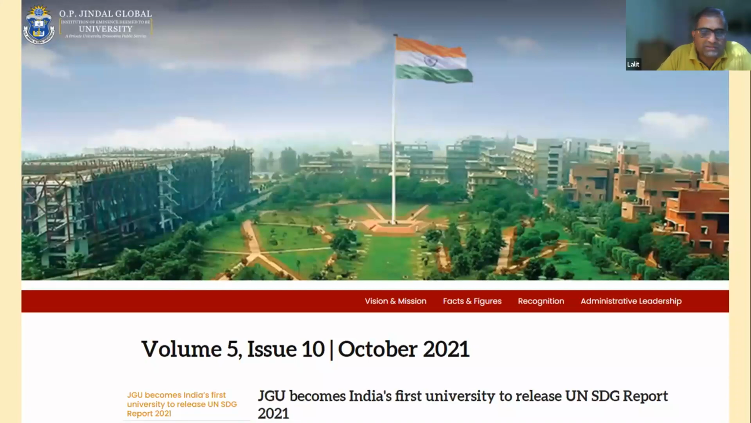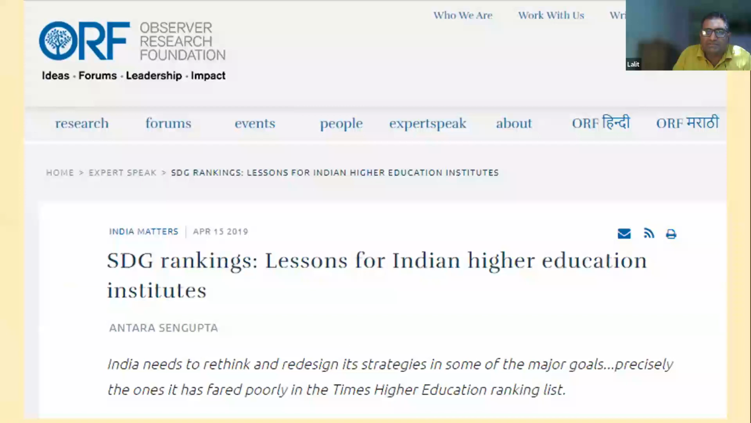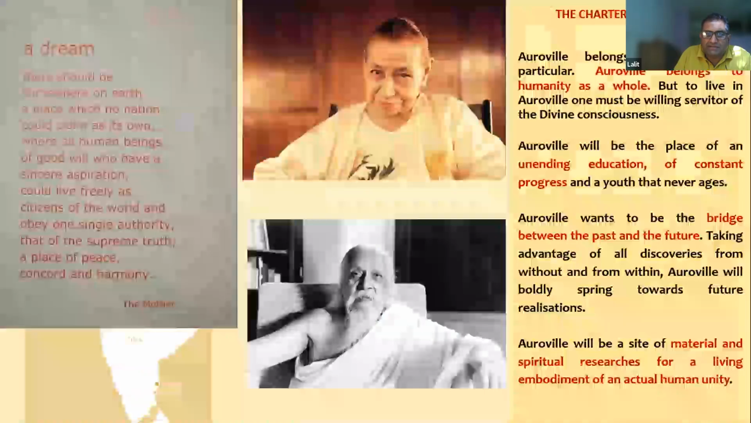More and more colleges, or at least progressive institutes, will be coming forward to work on the larger sustainability issues or SDG plans. So irrespective of what you are teaching, it is not limited to any one particular type. In that case, architecture has a leading role possibility. This is my point. We should take it up in that way. And there are lessons for Indian Higher Education Institutes in SDG ranking. This is the Observer Research Foundation's article.